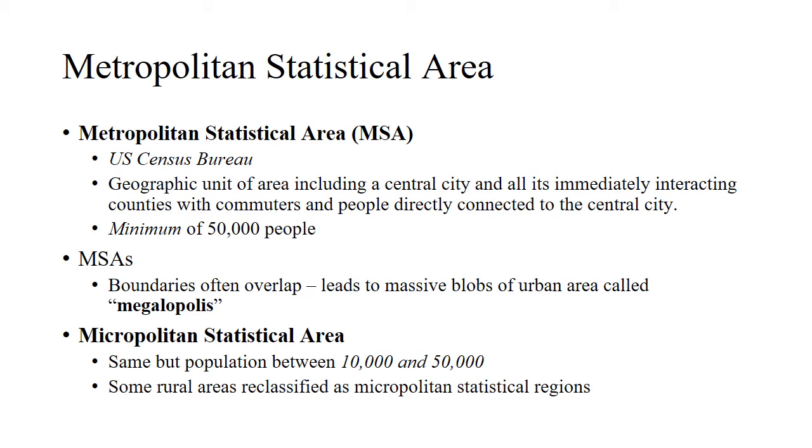Sometimes, and we'll talk about this in another lecture as well, the boundaries of several MSAs will overlap as well, producing what are known as conurbations or megalopolises, all right? We'll talk about that, like I said, later on in the lecture here. A micropolitan statistical area is basically the same thing in every way, just smaller, right? The big difference being that the core city only has to be between 10 and 50,000 people.